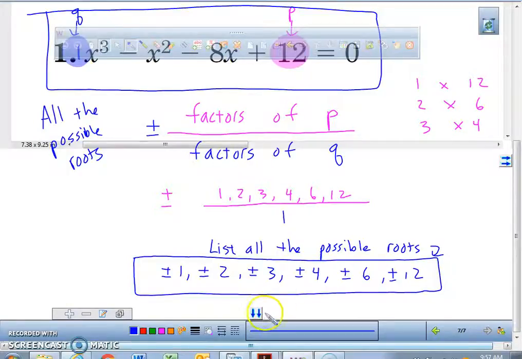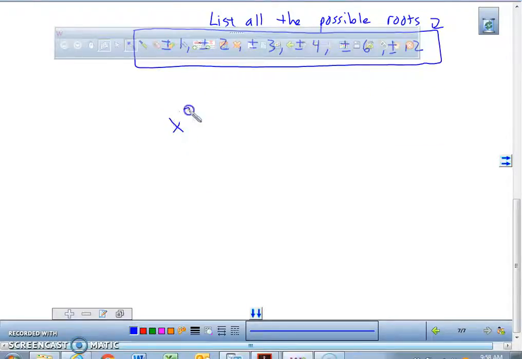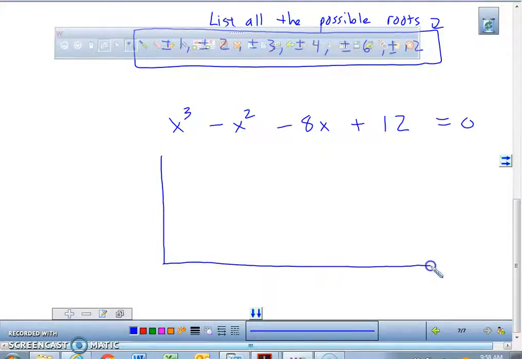So right now, we're going to list our equation. The equation that we have is x cubed minus x squared minus 8x plus 12, and this is all equal to 0. If we were to do our synthetic division, we're going to list our x cubed, x squared, x to the first, x to the 0: 1, negative 1, negative 8, 12.